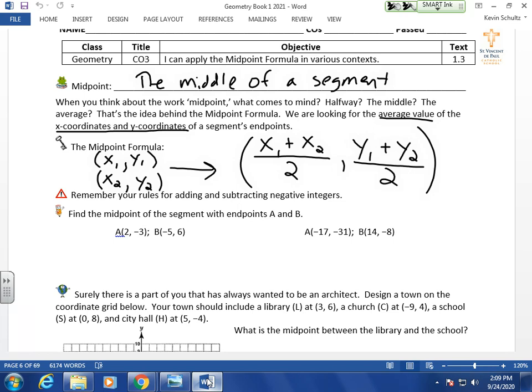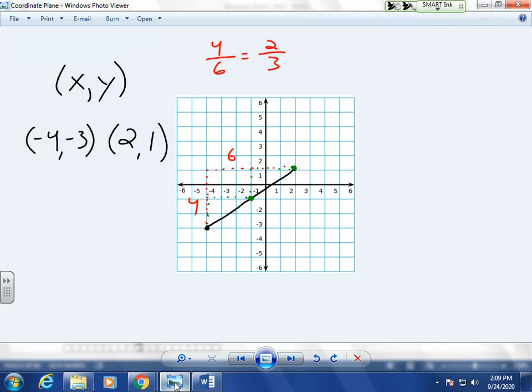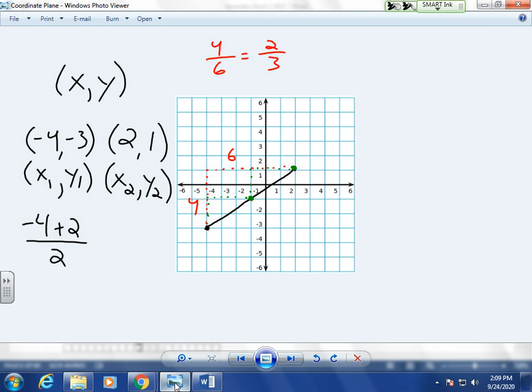So going back to our example segment here, our endpoints, we can identify this as x1, y1, and x2, y2, right? The first x endpoint, the second x endpoint, the first y, second y. And using this formula, we're supposed to add our x values and divide by 2. So x1 plus x2 would be -4 plus 2, and we're dividing that by 2. And then we're supposed to add our y values, -3 plus 1, and divide by 2.